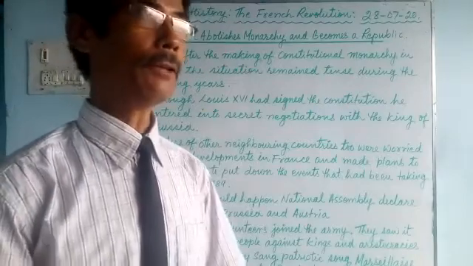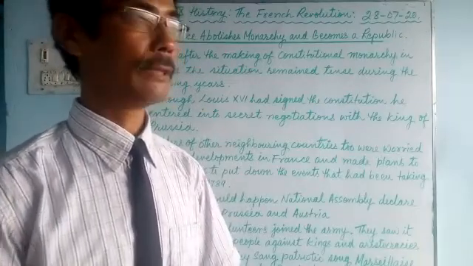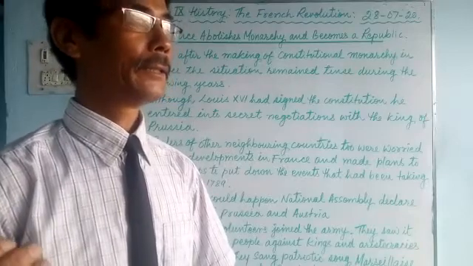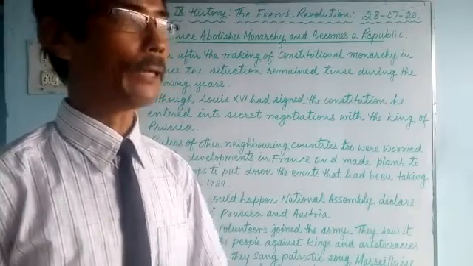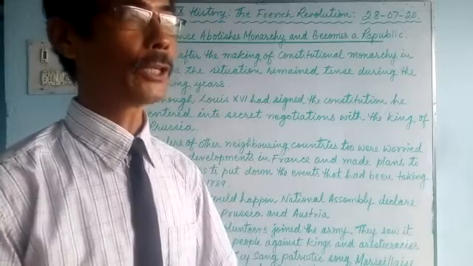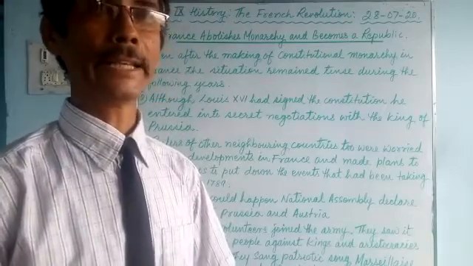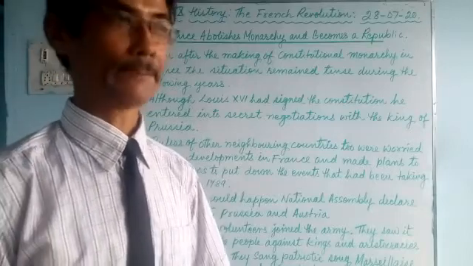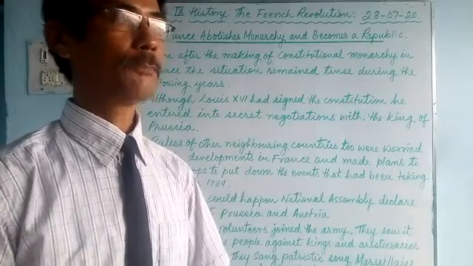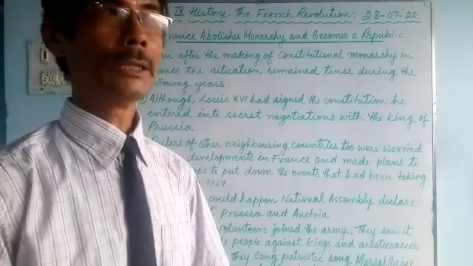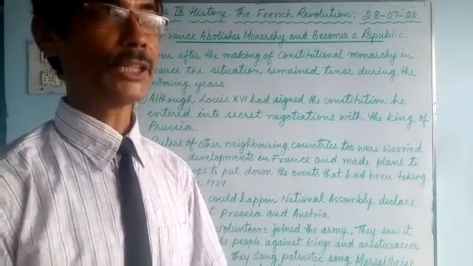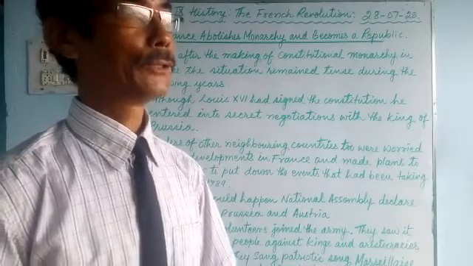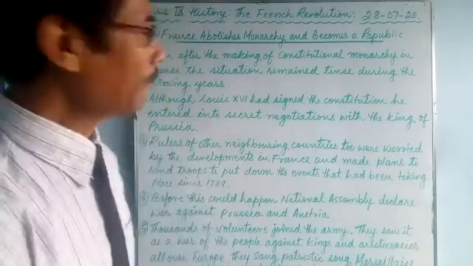So far in our previous class we have learned that the king had to give up his power and follow the constitution formed by the National Assembly, and he became a constitutional monarchy. His power was distributed among various organs such as legislative, executive and judiciary. So now we will continue after that.